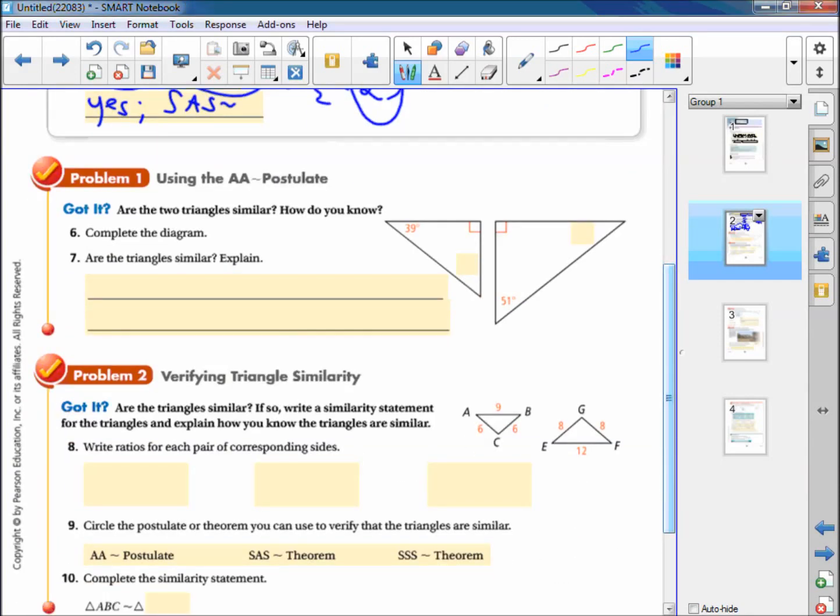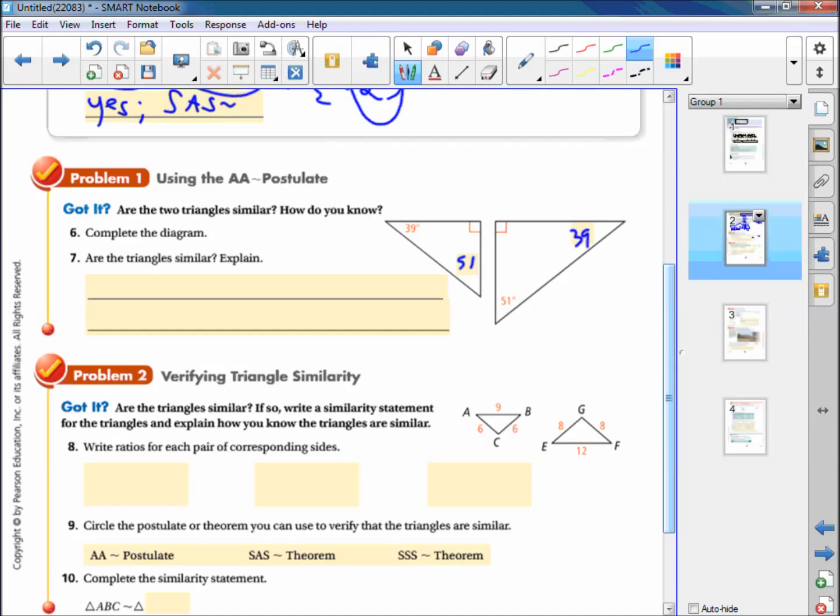All right, so use the angle-angle similarity postulate. Are the 2 triangles similar? How do you know? All right, so we'll complete the diagram. We want to fill in the missing angles here. So we have a 90, we have a 39. We could subtract from 180, and that would leave us a 51 right here. And then our other triangle, we have a 90 and a 51, and if we subtracted those from 180, that would leave us with 39.